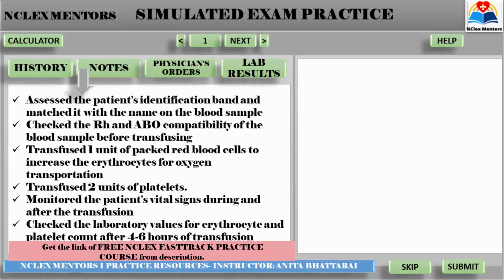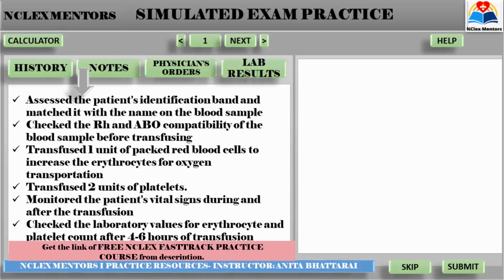Following this are written: assessed the patient's identification band and matched it with the name on the blood sample. Checked the Rh and ABO compatibility of the blood sample before transfusing. Transfused 1 unit of packed red blood cells to increase the erythrocytes for oxygen transportation.